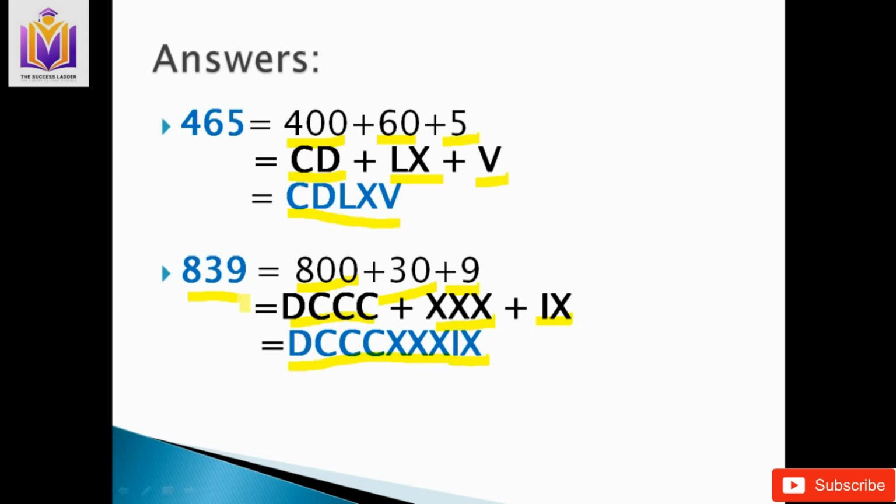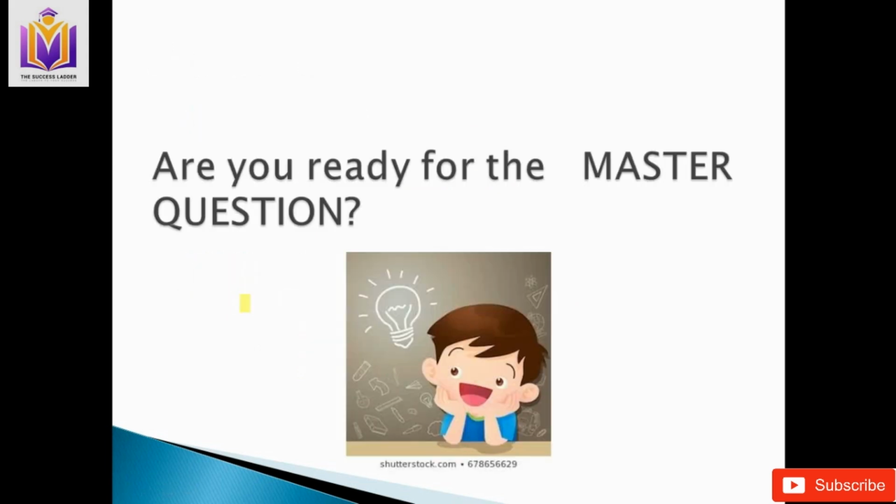So we have to take care of that table. We have to look at the table. We have to memorize the basic benchmarks that are there, and accordingly we have to write down the Roman numerals after splitting down the numbers.